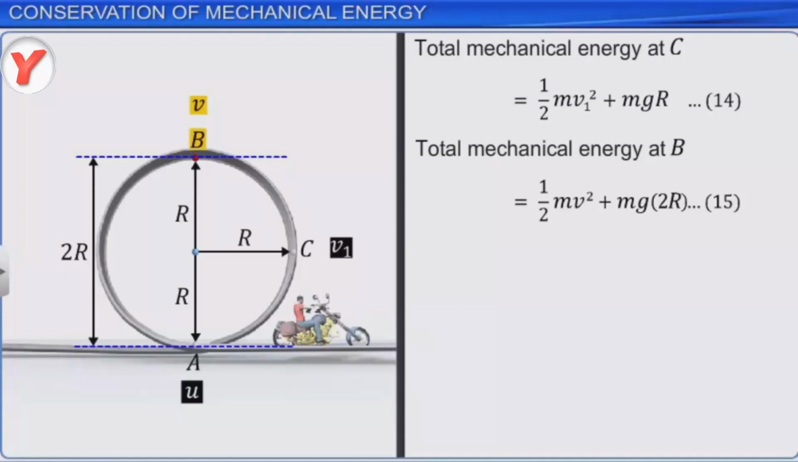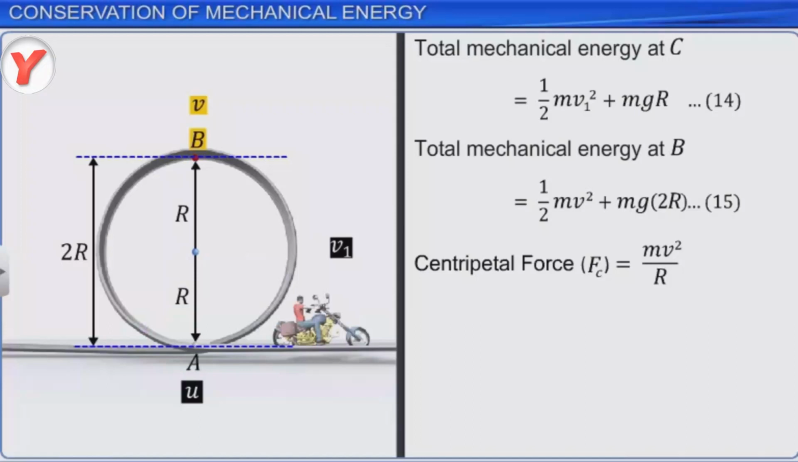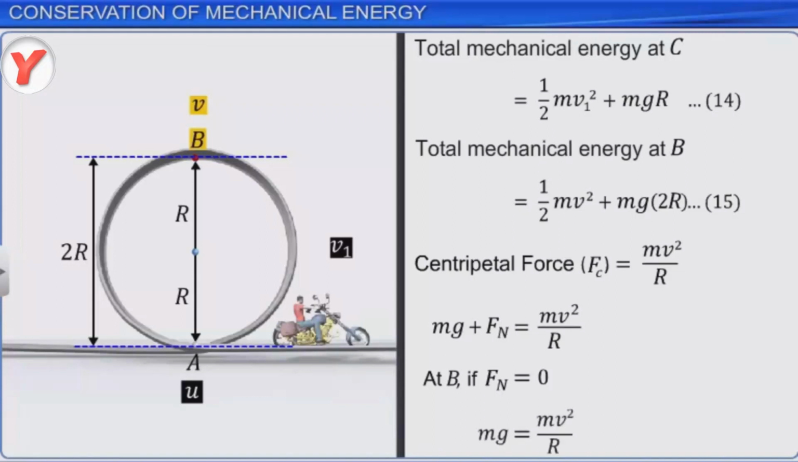As the individual moves on the bike, which is together considered a system, in the circular path, a centripetal force Fc, denoted by mv square by R, acts on the system. At position B, weight mg and normal force Fn provide the necessary centripetal force. When the speed at position B is decreased, the centripetal force decreases, and hence the normal force. To complete the motion along the circular path, the speed at B should be minimum such that the normal force on the bike is zero. Thus, mv square by r must be provided by mg, which is denoted by equation 16.